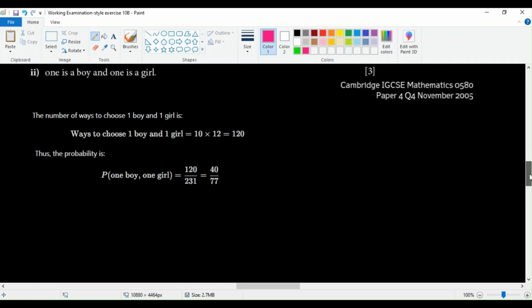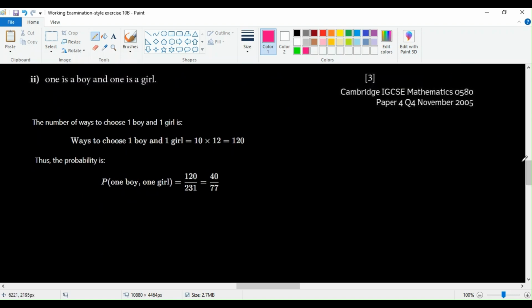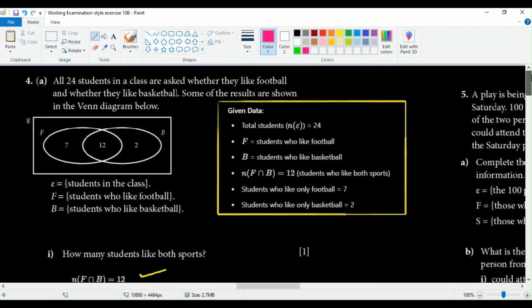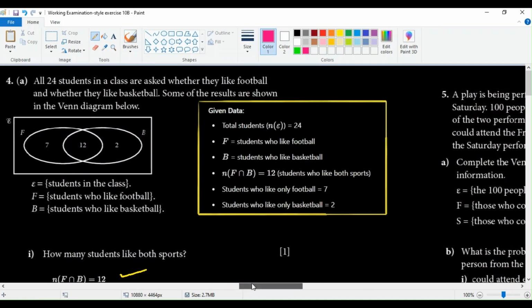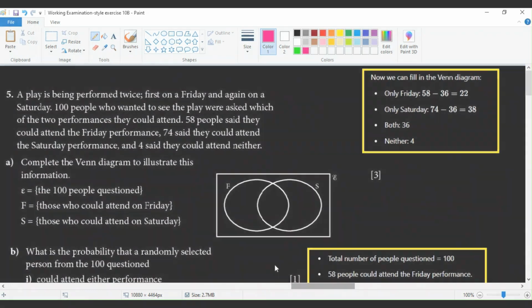Then comes part 2. This carries 3 marks. In here it says one is a boy and one is a girl. What is the probability? The number of ways to choose one boy and one girl is 10 times 12, which is going to be 120. So 120 out of 231 is going to give you 40 over 77 as the answer for this part of the question. Moving on to question number 5.